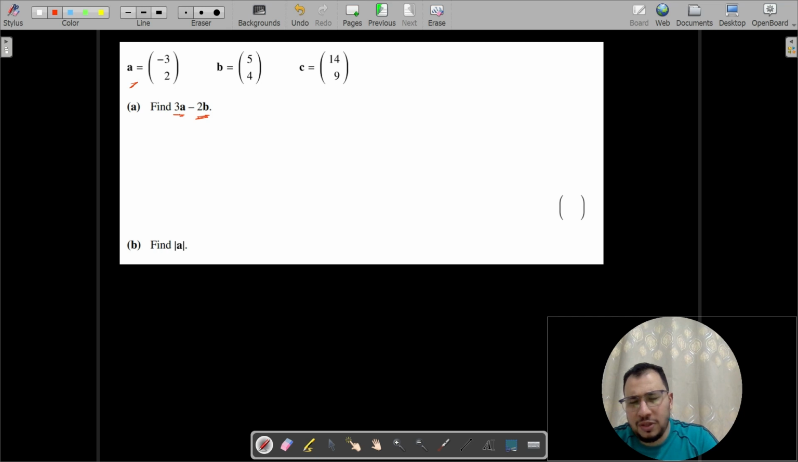When we multiply vector A by 3, it's going to be negative 9, and here is going to be 6, minus, multiply vector B by 2, it's going to be 10, and here 8. After that, all you have to do is just subtract them. So negative 9 minus 10 is going to be negative 19, and 6 minus 8 is going to be negative 2. Okay, this is simple.